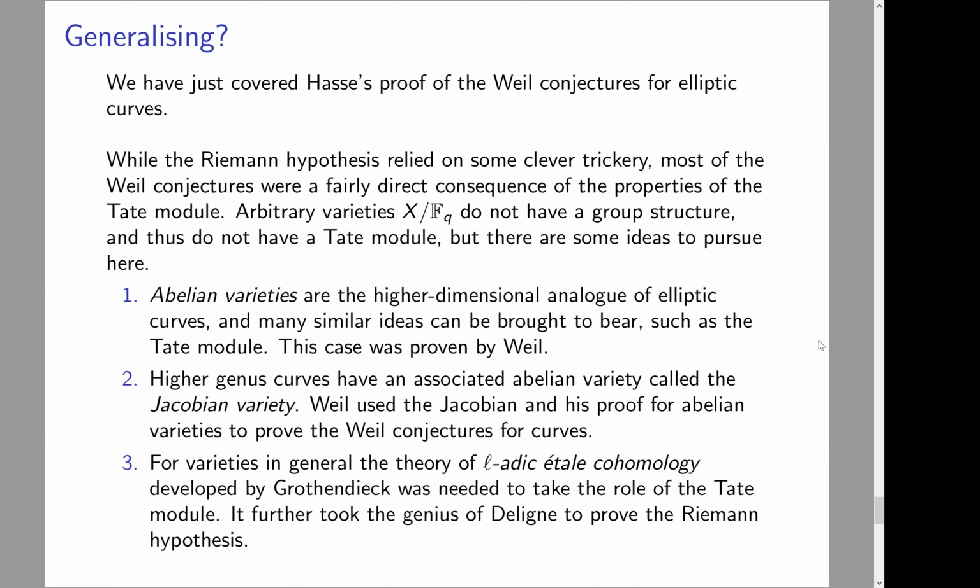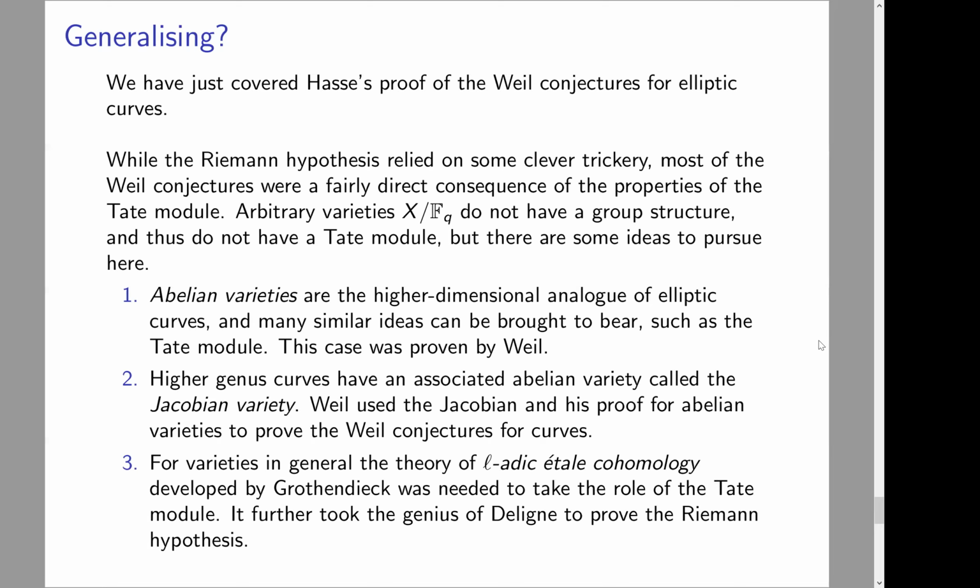And we should not expect that arbitrary varieties have a group structure or a Tate module, as Joe pointed out. But abelian varieties, these higher dimensional analogs of elliptic curves, do have associated Tate modules, and you can emulate much of the proof in that setting. Weil was the one to prove the Weil conjectures for abelian varieties. So you can go through things in that way.